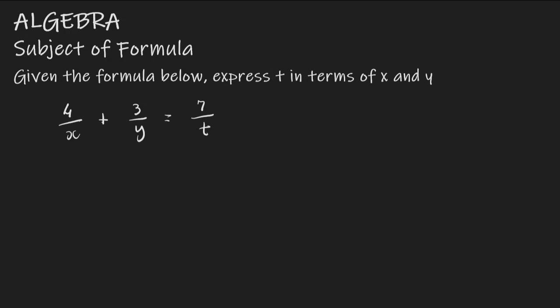In this example, given the formula below, express t in terms of x and y. 4 over x plus 3 over y is equal to 7 over t. I want to express t in terms of x and y, which means I want t to be my subject of formula. I have t in the denominator on the right-hand side of my equation. So my first step is to simplify the addition of the fractions on the left-hand side of my equation.